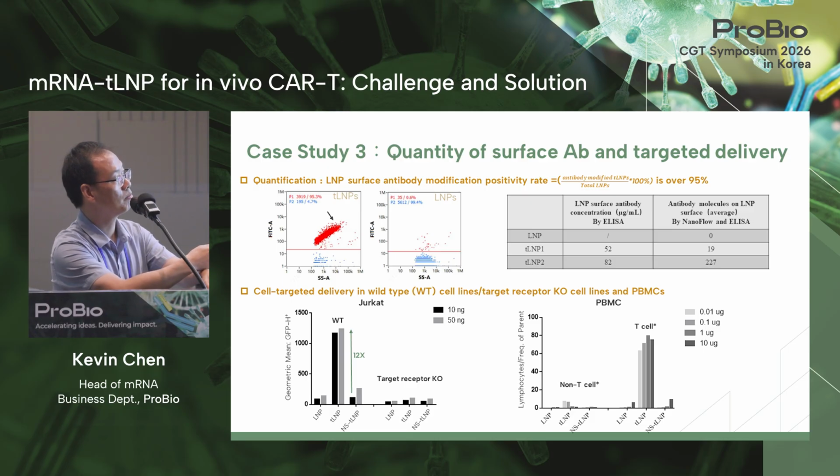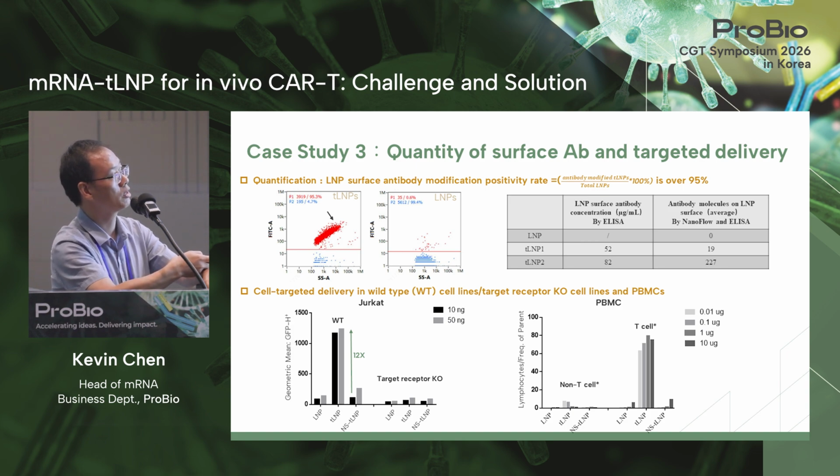After we characterize all this mole ratio and antibody ratios in the formulation, we develop different QC methods to check the TLNP quality. Here we use nanoflow cytometry to check the positive rate of TLNP samples. As you can see, the TLNP sample has more than 95% positive rate, and the LNP sample basically has below 1%, 0.6%.